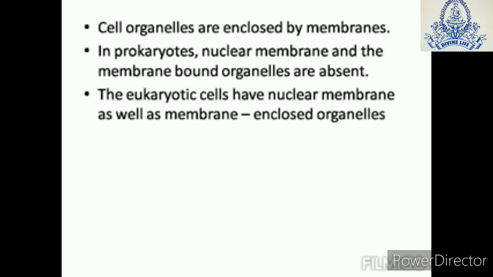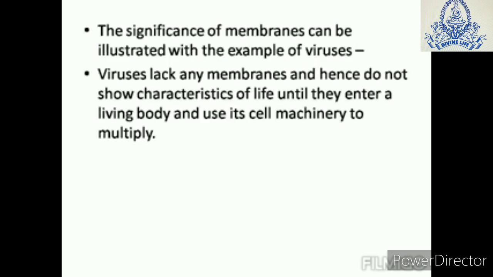Cell organelles are enclosed by the membrane. In prokaryotes, the nuclear membrane and membrane-bound organelles are absent. But in eukaryotic cells, the nuclear membrane as well as the membrane-enclosed organelles are present. We have seen that each and every cell organelle has a covering or membrane around it.